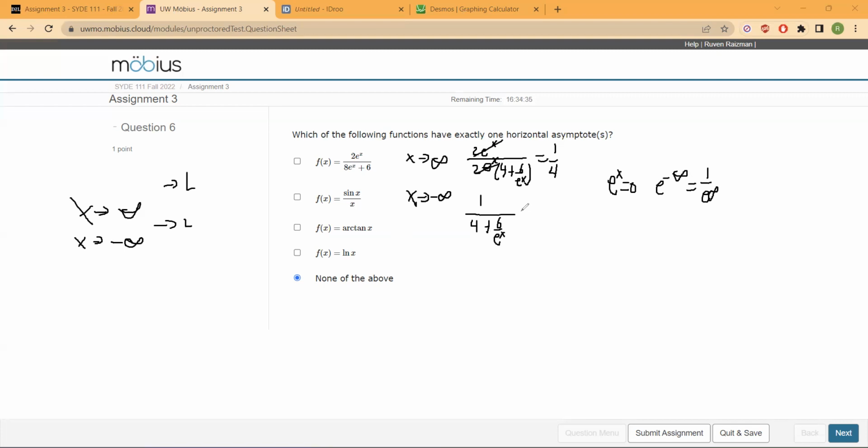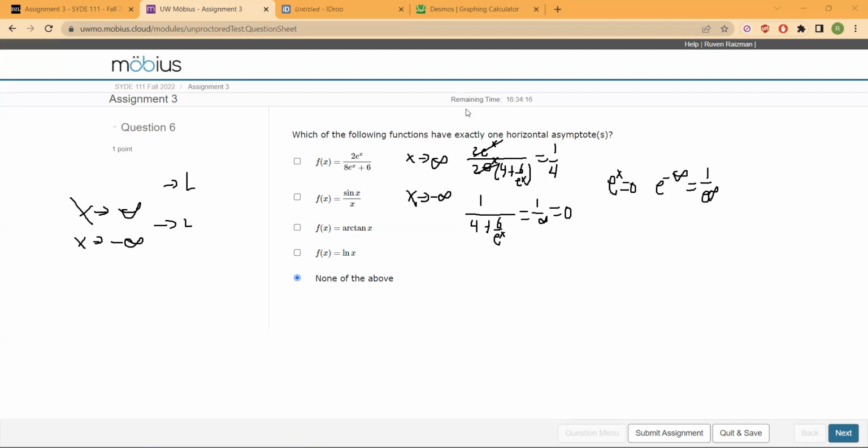So then what do we get here? Wait, e to the negative infinity is 0, so 6 over 0 is infinity. So we would get 1 over infinity, which would equal 0. And what that means is that we actually have two horizontal asymptotes. One while x is approaching infinity, and one while x is approaching negative infinity.